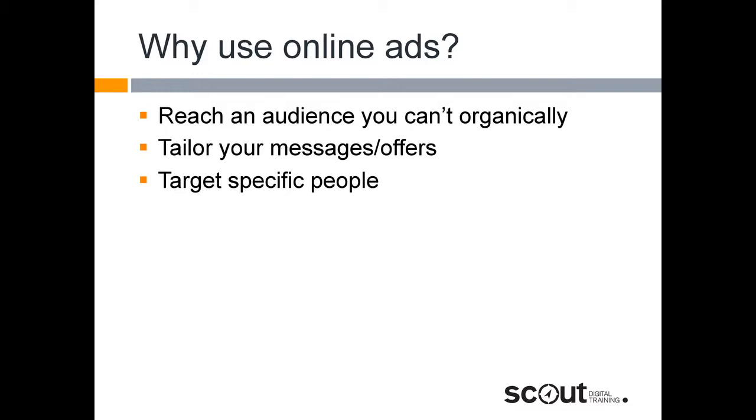So it's really good for reaching new audiences, or where potentially from a search campaign's perspective, you might be struggling to get the organic search results that you want in Google search. So search campaigns allow us to make use of those text ads that appear above the search results and get those responses a lot more quickly. You can also tailor your messages and offers and target specific people using online ads as well. So a couple of really handy ways of why online advertising is a great aspect of your overall digital marketing campaign.